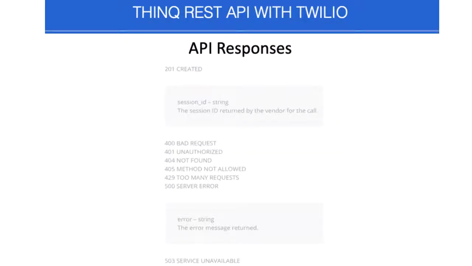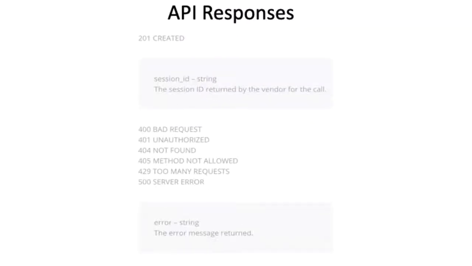So now that you've submitted your API request, you'll receive one of the following API responses. If successful, you should receive a 200 or 201 created response with a session ID. This particular session ID will be the one that the vendor had returned for that particular call. If your call was not successful, you'll receive one of the other API responses that are mentioned below.